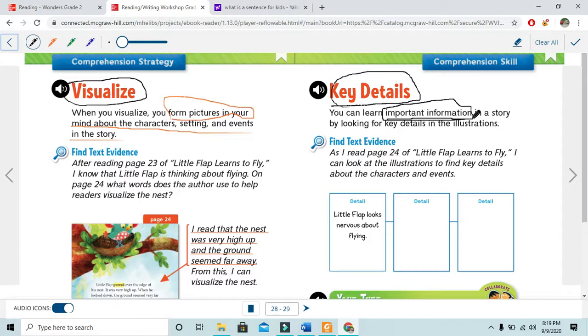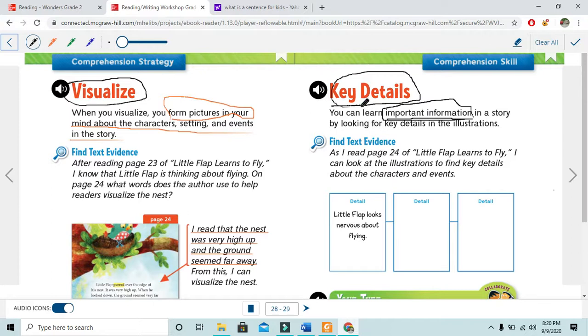Okay, like what important information? Little Flap looks nervous about flying. He feels scared. Fluff started to flap and the birds started to copy her actions. Yes, the birds counted to three and flew together. Flap caught a juicy worm and shared it with his friends. These are the important things you read in the story. Okay, that's right.